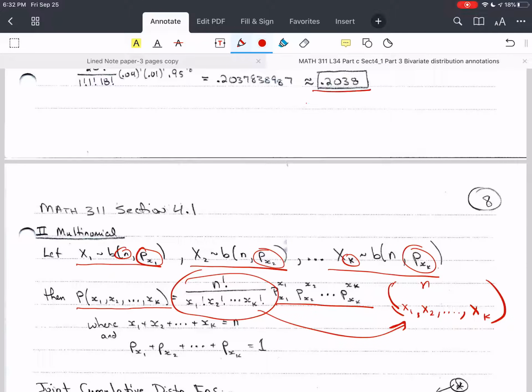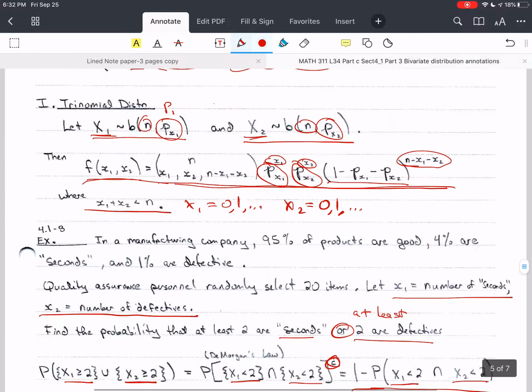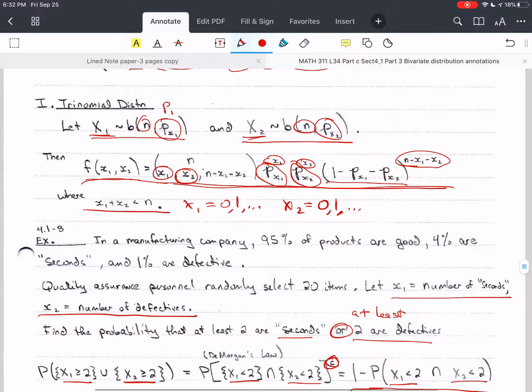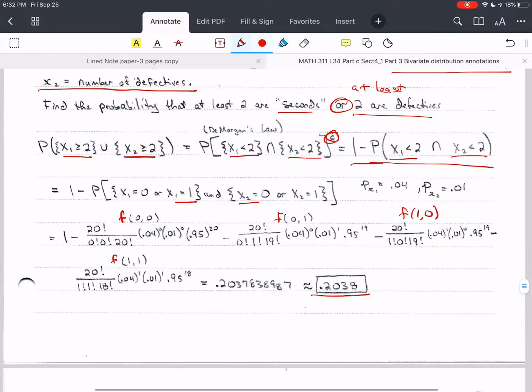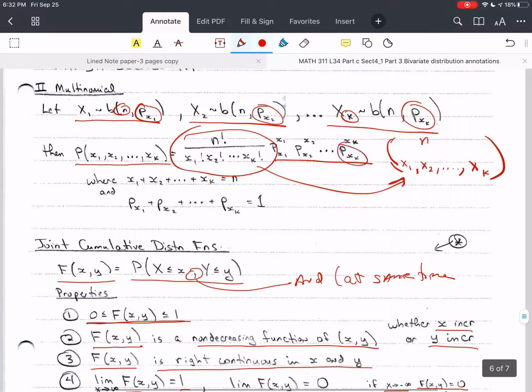And notice that I don't have a difference here. When we had this, we only had 3 categories, so x1, x2, and n minus x1, x2. It's a little cumbersome, but it's not bad. But here I've got k minus 1, and I'd have to write, for this one, 1 minus p sub x1 minus p sub x2 minus all the way up to p sub x sub k minus 1. That's way too much. So we just let it be p sub x sub k, all right?